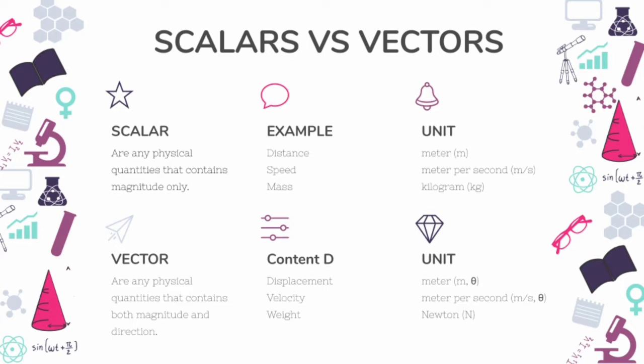Now let us take a closer look at the difference between a vector and a scalar through the different examples that I provided. If you talk about speed, we are just measuring how fast a certain object is moving. But if we're going to talk about velocity, this is determining the rate of change of a certain object's movement from one point to another point. But if you take a closer look, speed and velocity have the same unit, the unit of meter per second.